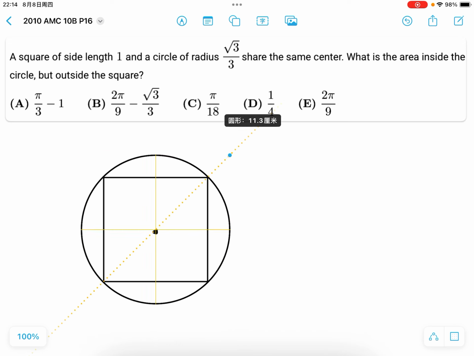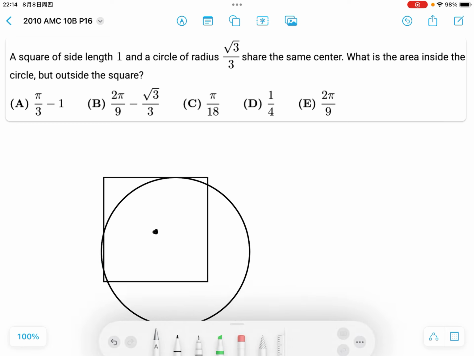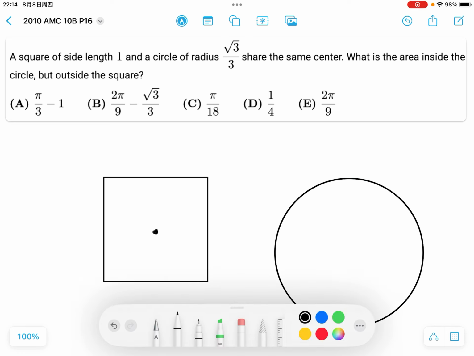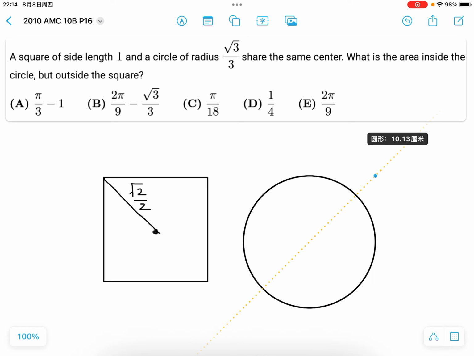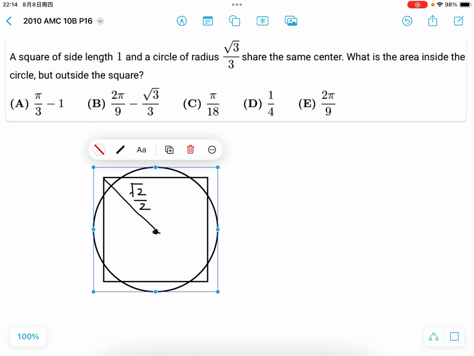What's the size relationship between the circle and the square? We know that the radius of the circle is root 3/3. And from this part to this part, this is actually root 2/2, because we know the side length here is 1. If this is 1, then the whole diagonal is going to be root 2, so half of the diagonal is going to be root 2/2. It seems quite obvious that root 2/2 is larger than root 3/3.